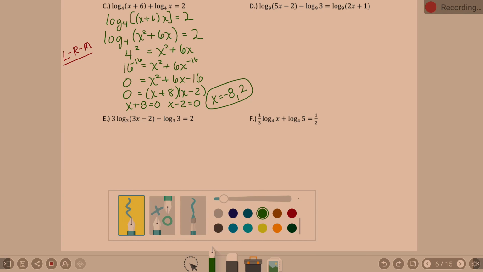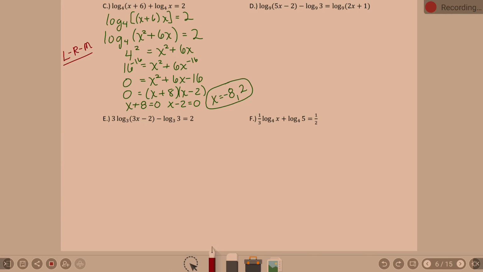Wait, what am I checking for to see if it can be negative? Okay, so the inside of a log cannot be negative. So in this case, would either of my answers make x plus 6 negative or x negative? Right there, since it's log of x, this negative 8 can't work. Could the negative 8 have worked here? Yeah. It wouldn't even work there either because negative 8 plus 6 is negative 2, still a negative. Okay, does 2 work? 2 plus 6 is a positive, 2 is a positive, 2 is good. Okay? So, that's the reason. Be checking, be careful.